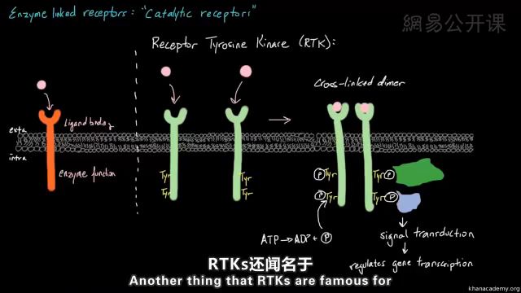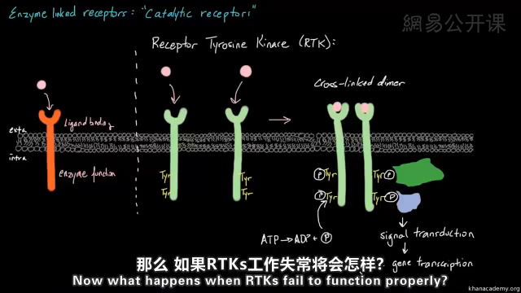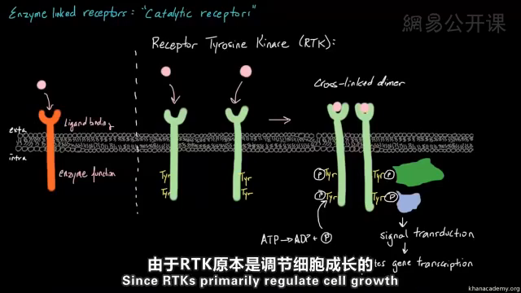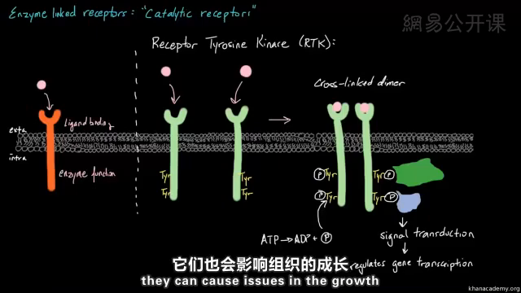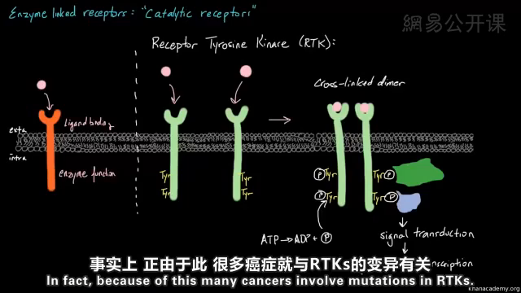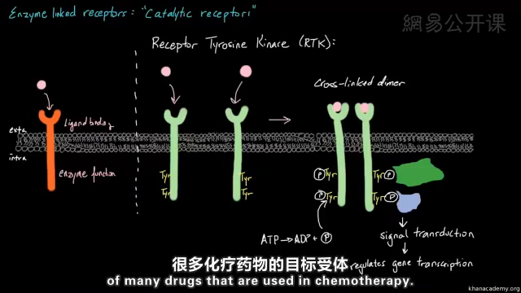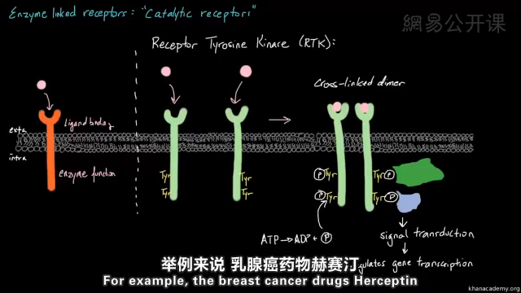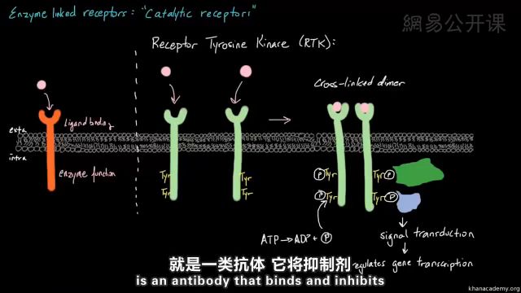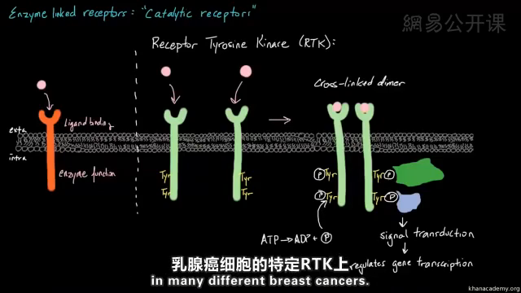Another thing that RTKs are famous for is they can also bind hormones, most famously insulin. Now, what happens when RTKs fail to function properly? Well, since RTKs primarily regulate cell growth, they can cause issues in the growth and differentiation of cells if they're not working. In fact, because of this, many cancers involve mutations in RTKs. For this reason, RTKs are actually a target of many drugs that are used in chemotherapy. For example, the breast cancer drug Herceptin is an antibody that binds and inhibits a particular RTK that is overexpressed in many different breast cancers.